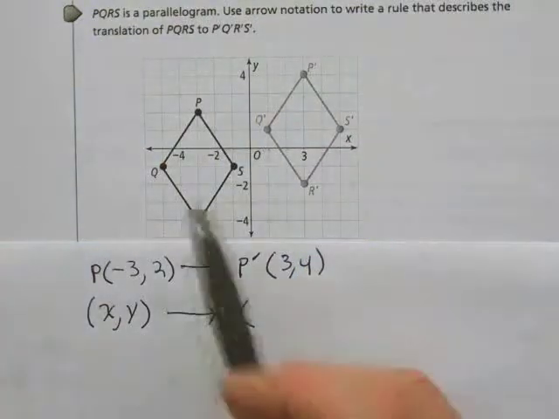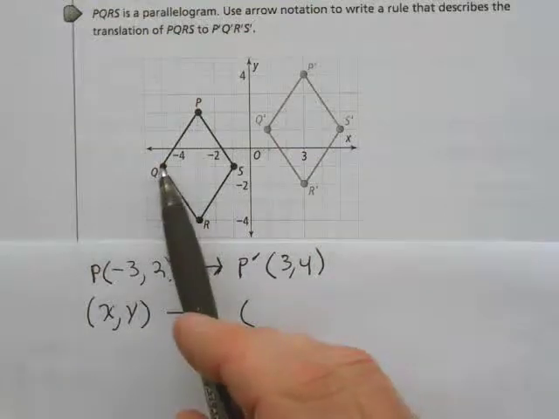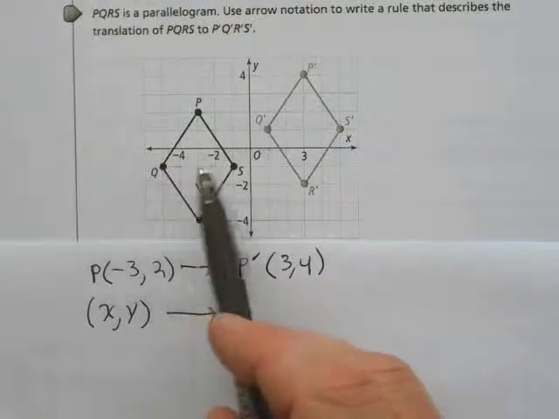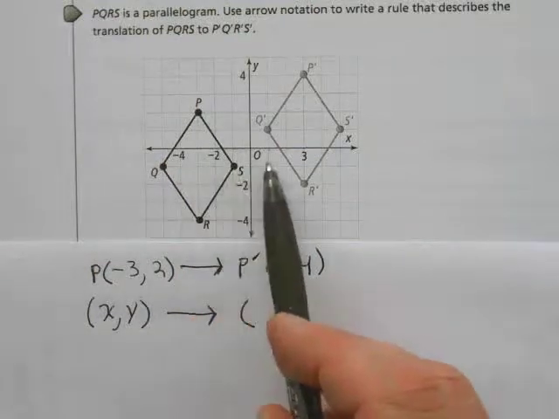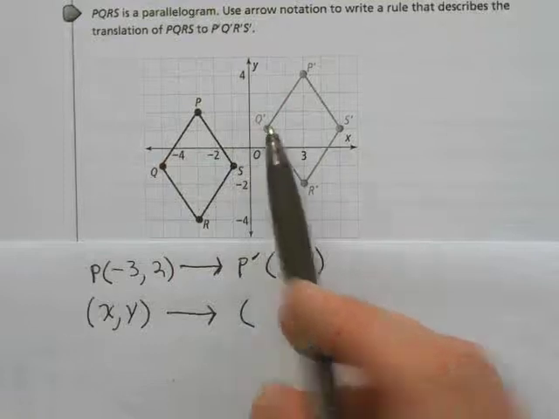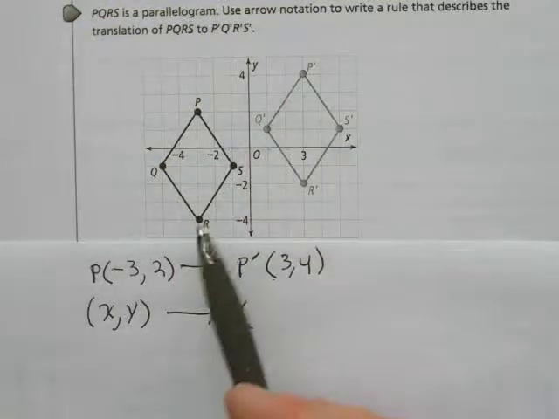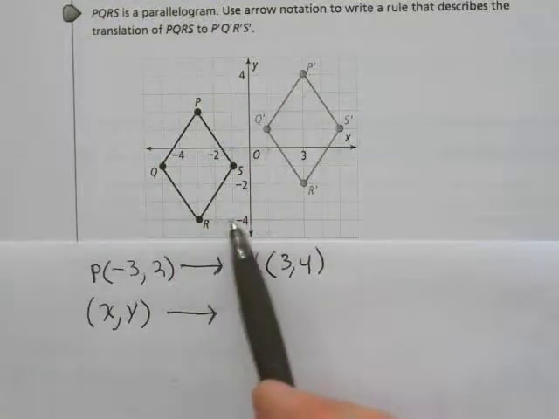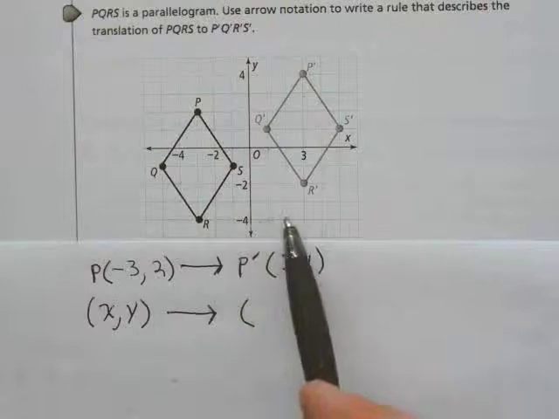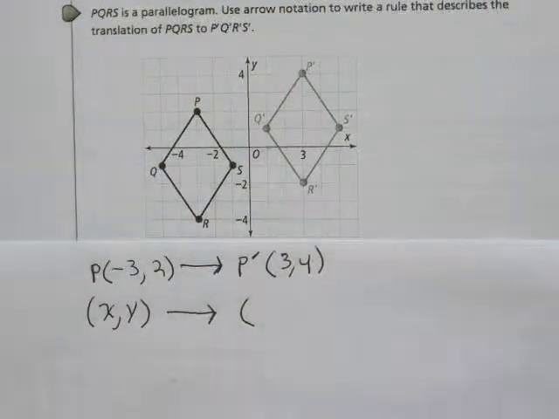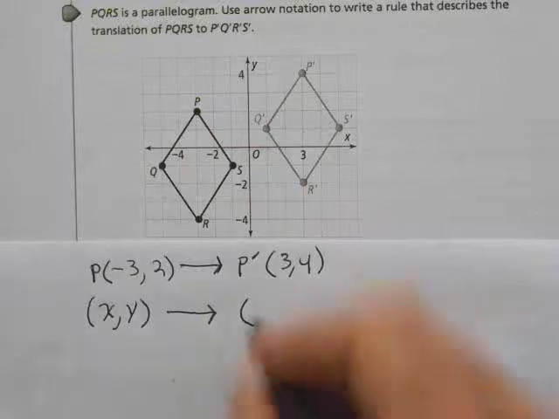So let's go from Q to Q prime. That should also be 6 to the right, 1, 2, 3, 4, 5, 6, and 1, 2. That's, of course, true. And for R, 1, 2, 3, 4, 5, 6, 1, 2. All right, in other words, what's happening here?